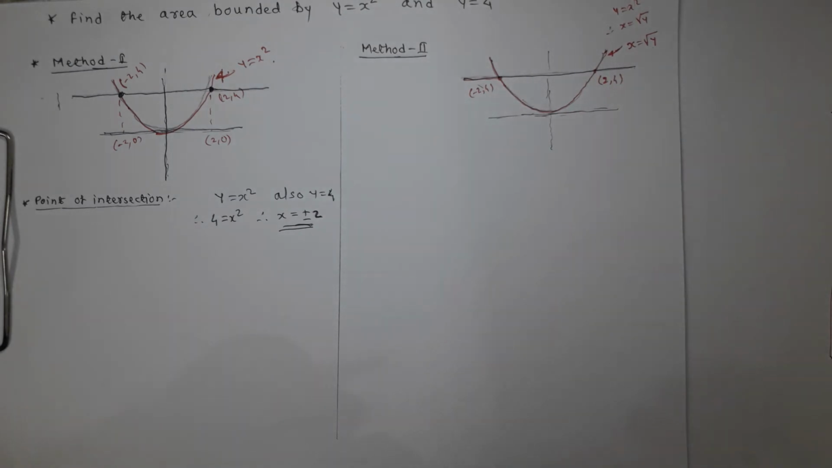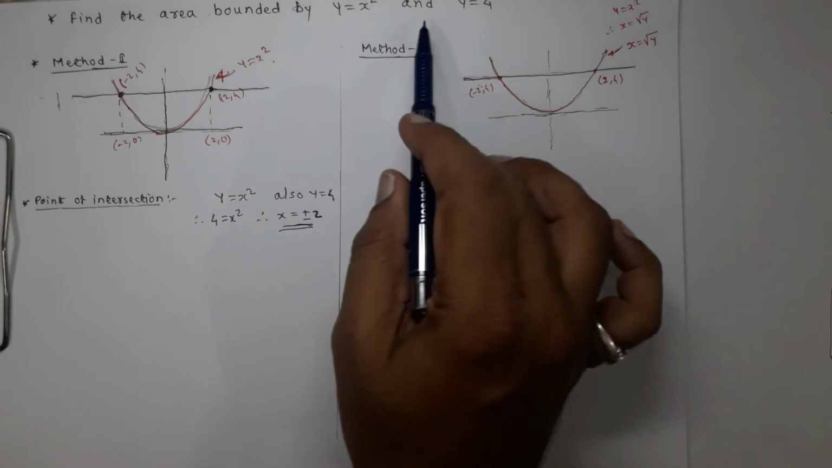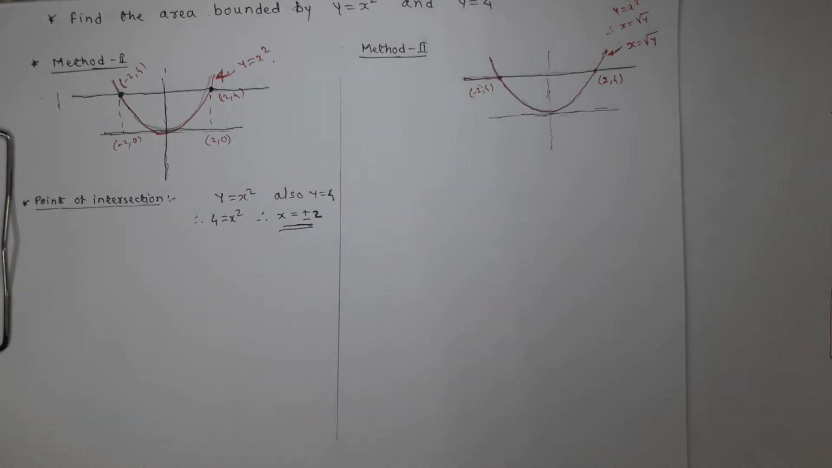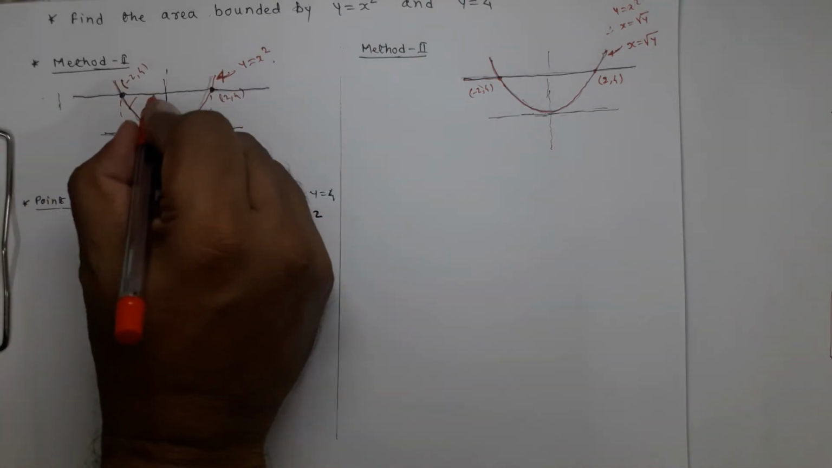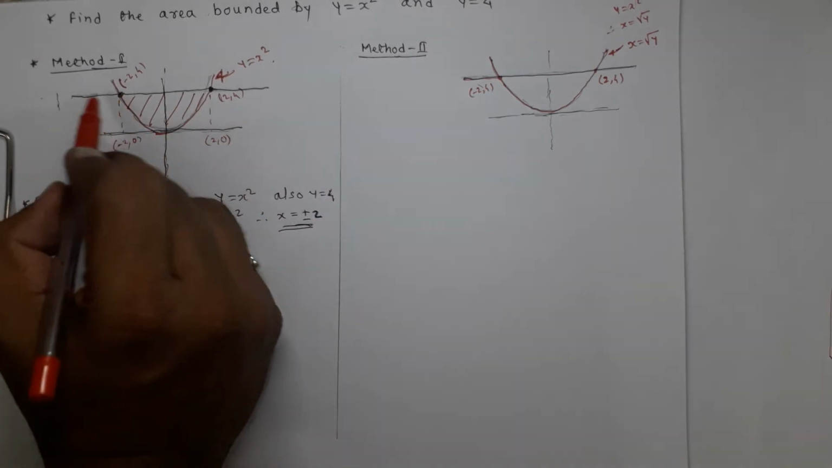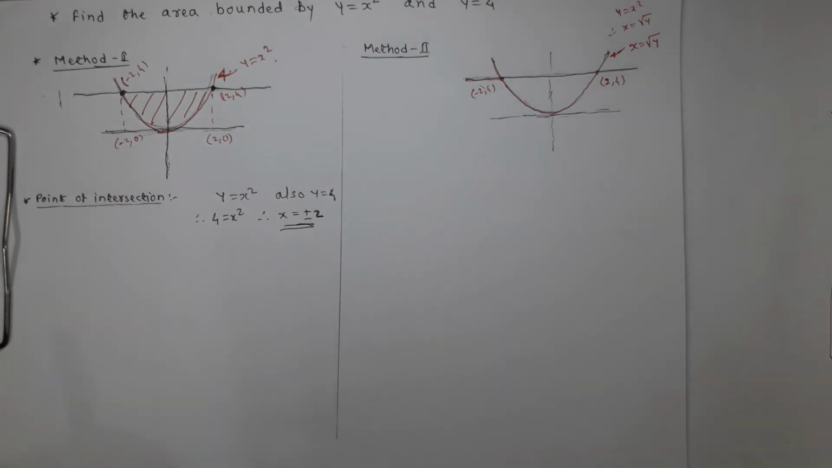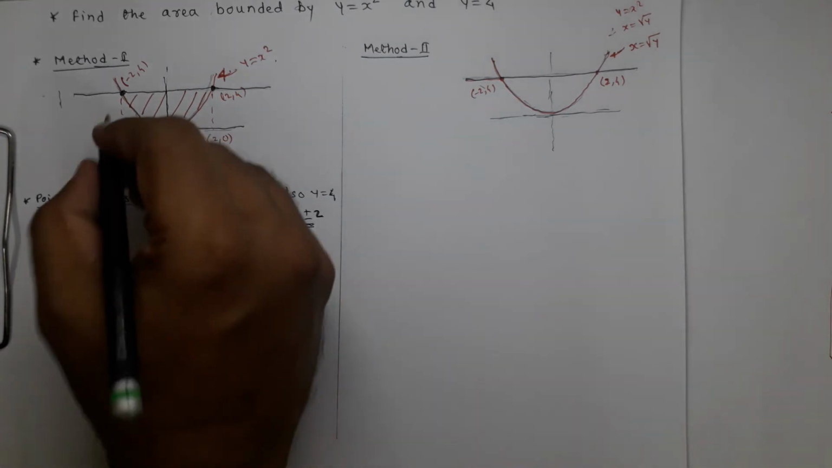Now here it is asked to get the area bounded by the curve y is equal to x square and y is equal to 4. Now I want to use the first method, that is the first formula. Area is equal to integration from x is equal to a to x is equal to b of f of x dx. Now the actual area which is required is this area. This area is required because it is the area bounded by this line and the curve. So I want this area. So what I will do is that I will get this area.